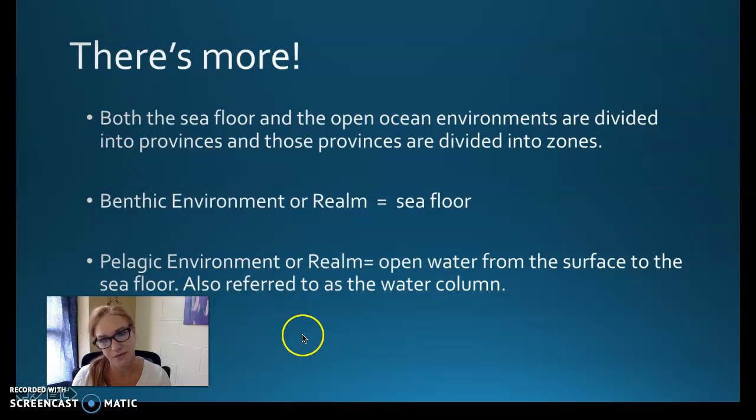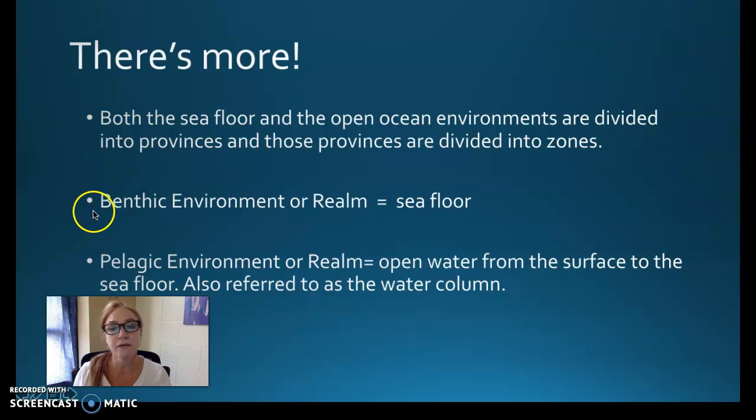There's more. There's always more with science, right? Both the sea floor and the water column are divided into different parts, and they are provinces. We have the seafloor provinces, and then we have the open ocean provinces, and then each of those provinces are separated into zones. So if it helps, you can kind of think about it like each one of those is a state, like the state of Utah and the state of California maybe. And then each of those states is divided into counties, right? Same thing with the open ocean and the sea floor. They're both separated into zones, okay?